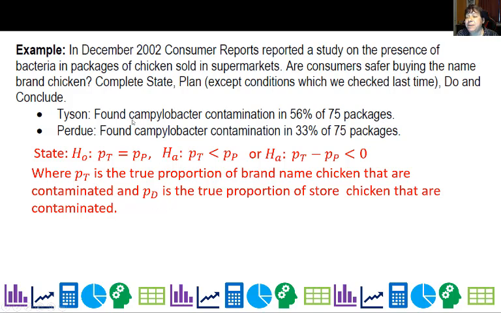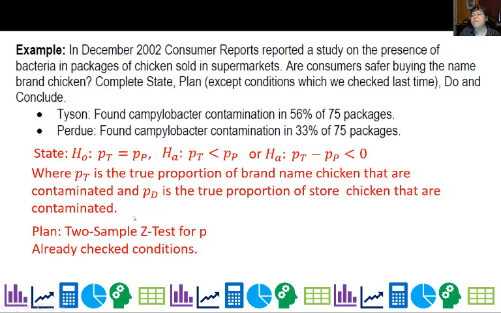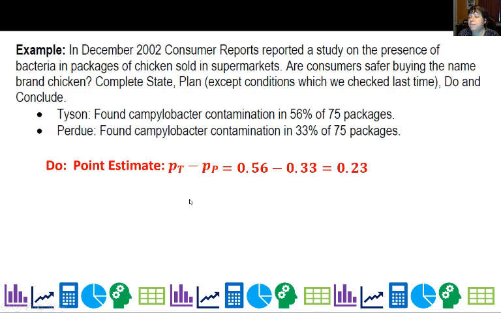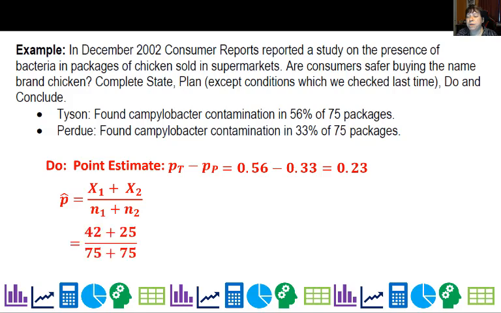In this case, a brand name chicken is Tyson with the T there, and Purdue, that should be a P, but it says a D. All right, and then I'm going to do a 2-sample z-test for P, and we already checked our conditions in the previous video. All right, so our point estimate is the difference in proportions, and I have 0.56 minus 0.33, which is 0.23. My pooled proportion, when I combine both samples, gives me 0.447.